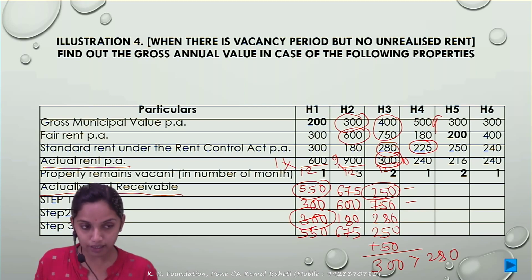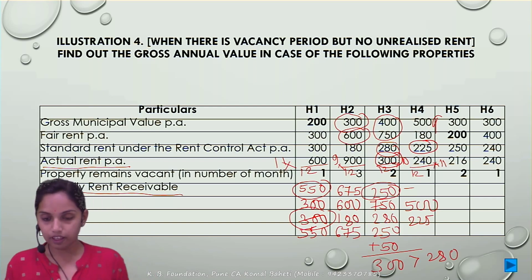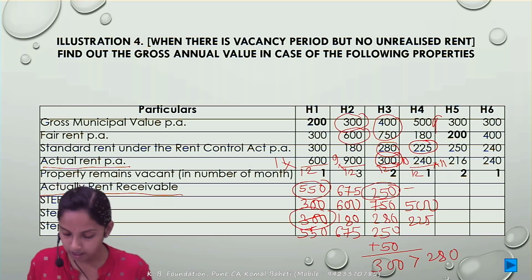Step 1 answer is 500. Step 2 answer is 225. How will we calculate the actual rent receivable? 240 divided by 12 multiply by 11. So how much is the answer? Yes, 220.